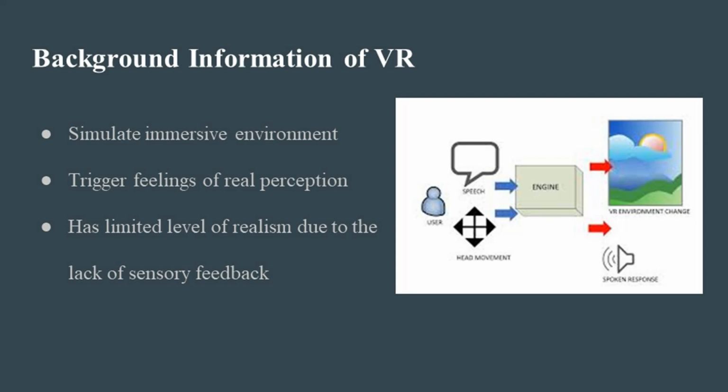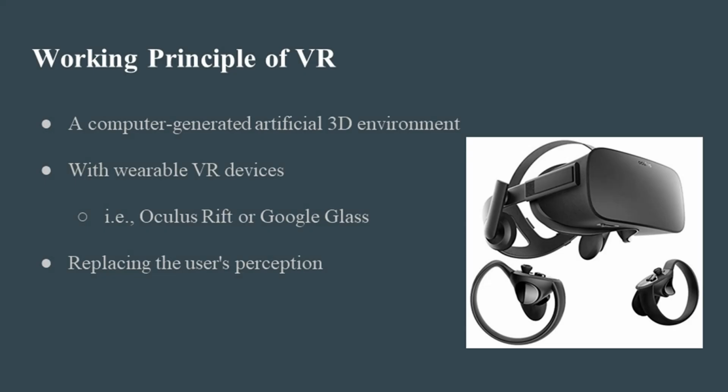Virtual reality is a technology that can simulate an immersive environment in which users can experience unique insights into the way the real world works. VR represents the effort to create a virtual environment through visual and immersive assistance so that users can feel real perception. However, due to the lack of sensory feedback to adapt to perceived and cognitive perspectives, it can only provide a limited level of realism. With wearable VR devices like Oculus Rift or Google Glass, VR can replace the user's perception of the world around them with a computer-generated artificial 3D environment, and it's not necessary to build such a virtual 3D environment based on a real environment.